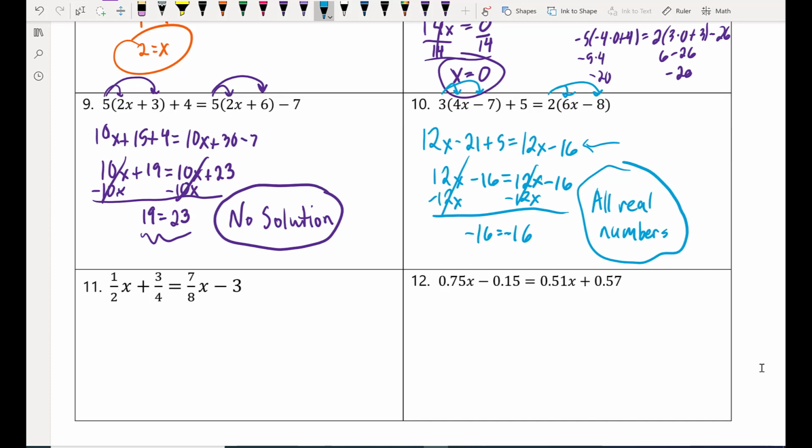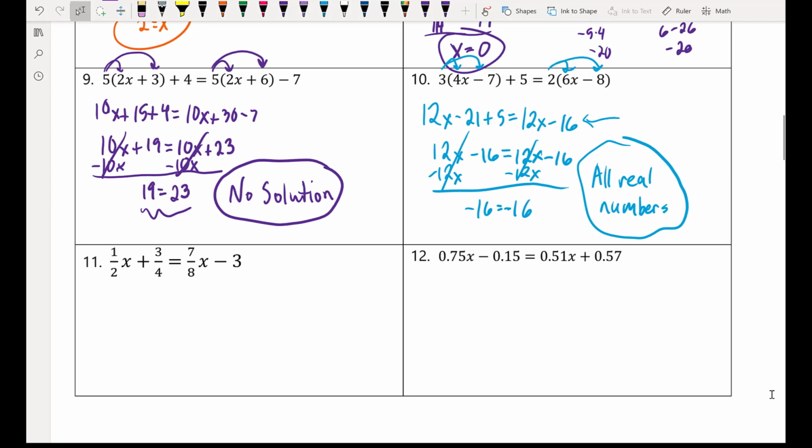It's all real numbers. Okay, on 11, we have some fractions here. And so we have a strategy for dealing with fractions in equations.